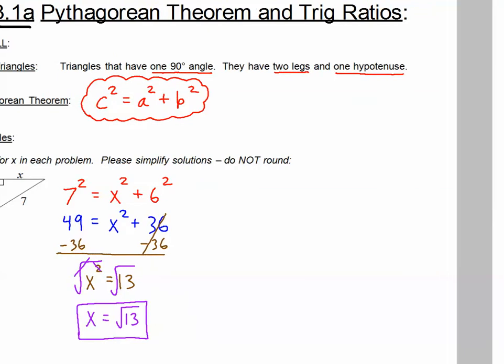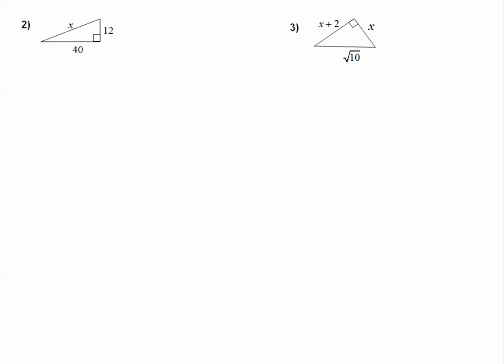Let's try another one. This is some review, of course, from geometry. Here's our next right triangle. Here's my little right angle, so therefore opposite that is my hypotenuse. So I will start with my hypotenuse squared, and I'll set that equal to 40 squared plus 12 squared.